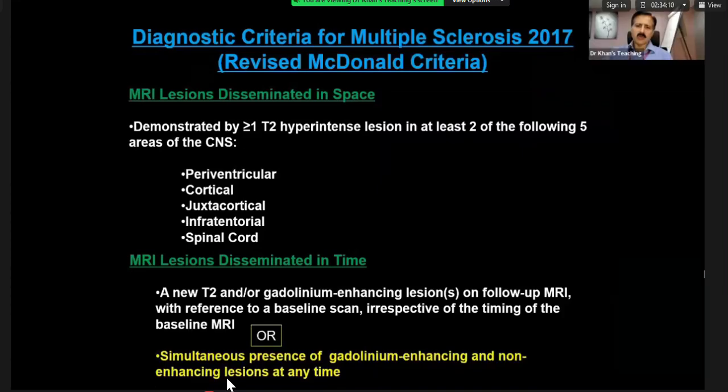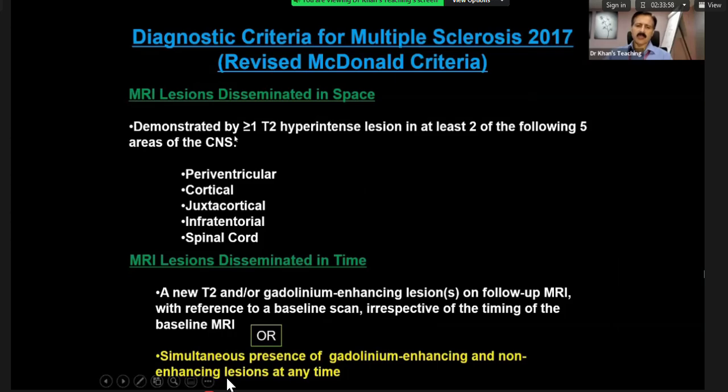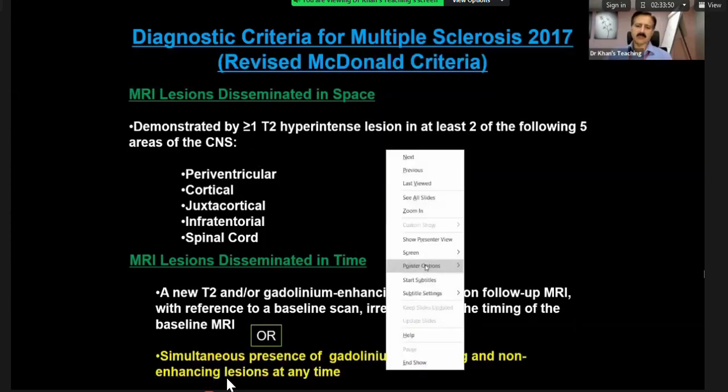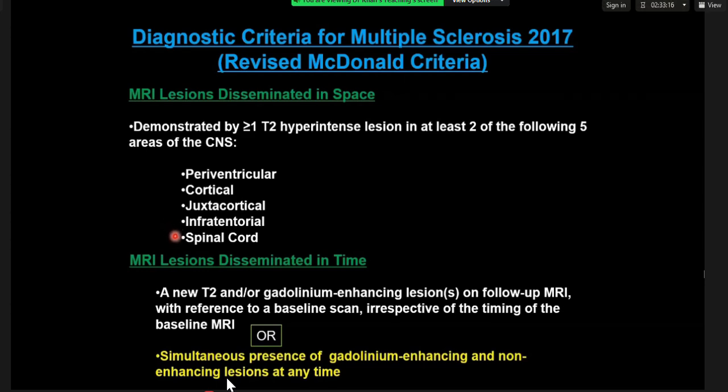So the revised McDonald criteria of 2017 tells us, this is the key slide for you to remember, that when you diagnose MS, the criteria of dissemination in space and dissemination in time should be met. As far as dissemination in space is concerned, you should have T2 hyperintense lesions in at least two of the following, one or more than one. What are the sites? Periventricular region, cortical, I'll come back to this point, cortex. Juxtacortical means subcortical. Infratentorial means somewhere in the midbrain, in the brainstem or the cerebellum, and spinal cord.